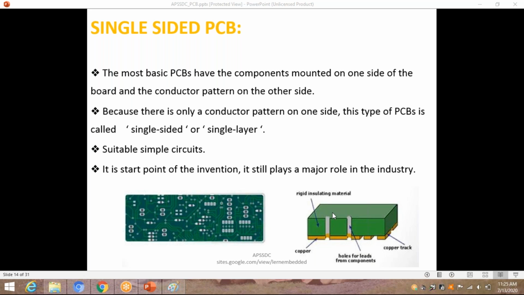This is the base material. Guys, is my voice audible? Yes, sir. Audible, sir. Okay, thank you.